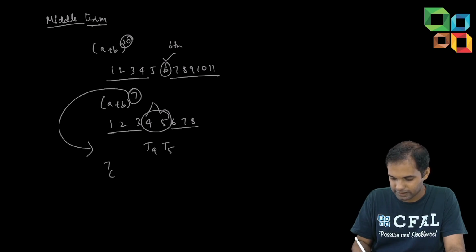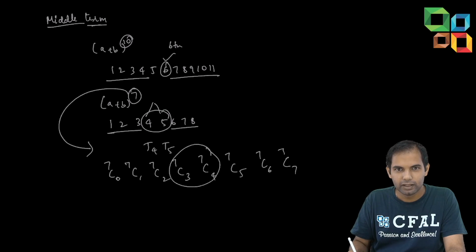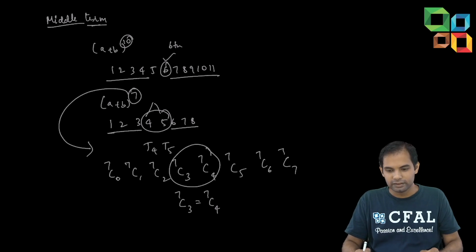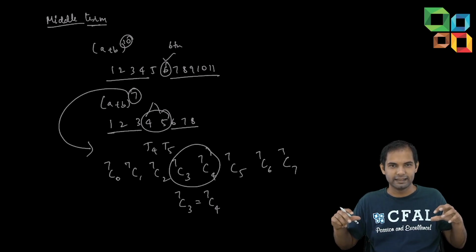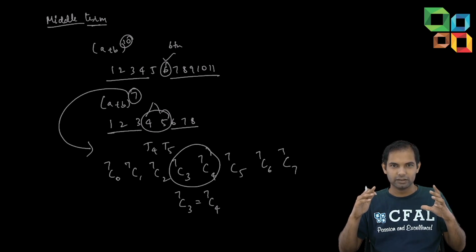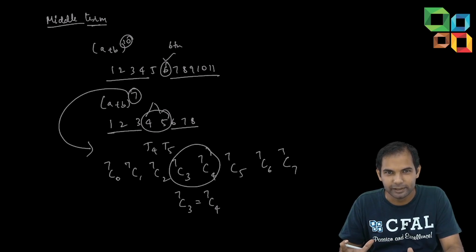Look at what happened. This is 7C0, 7C1, 7C2, 7C3, 7C4, 7C5, 7C6, 7C7. Look at these two terms. Aren't they equal? Isn't 7C3 equal to 7C4? Okay, this is equal. And the rest of the terms are actually lesser than these. So they are the middle terms. And it makes sense, right? If both the terms have the same coefficient, therefore they both are the middle terms.